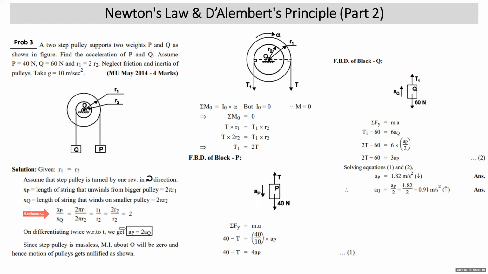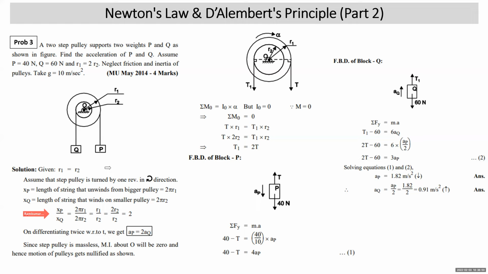Now, the next question is whether it will start accelerating in the clockwise direction or in the anti-clockwise direction. See, the weight of block P is 40 Newton, whereas the weight of block Q is 60 Newton. But it is not that the heavier will go down or the lighter will go down, because they are not mounted on an ordinary pulley. They are mounted on two different pulleys. So here lighter and heavier does not work.